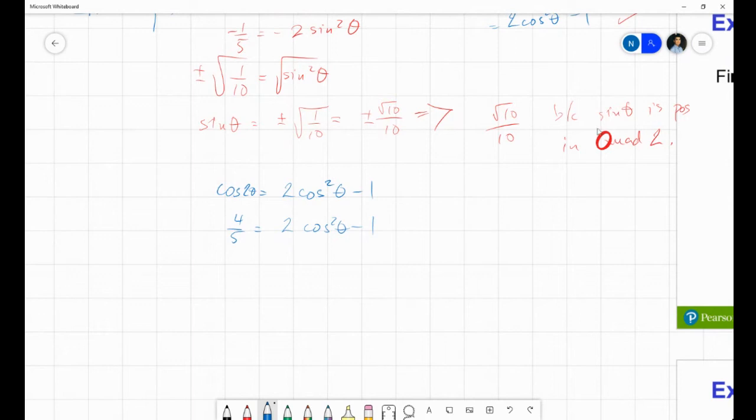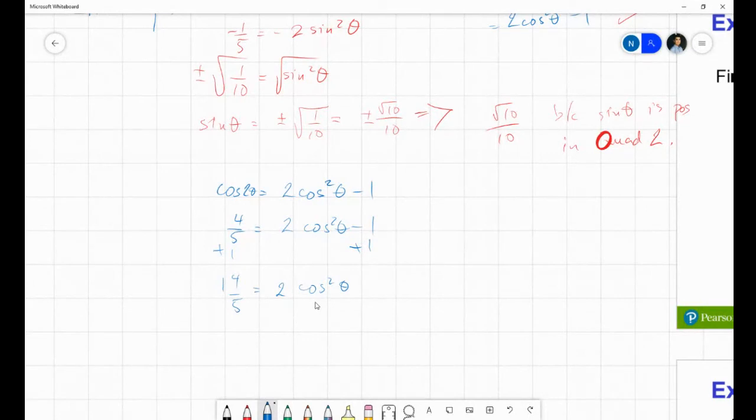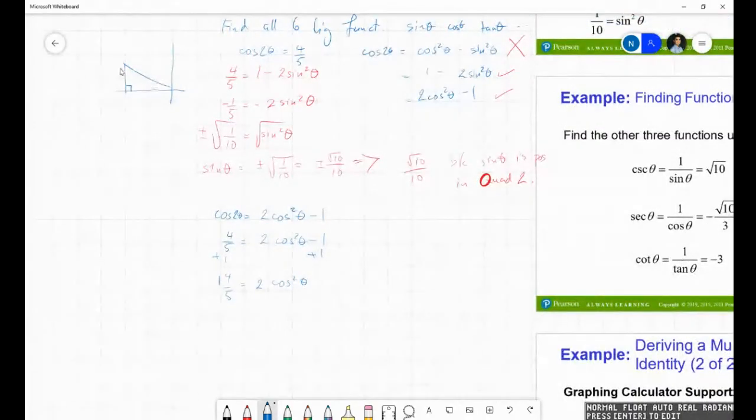Okay, so we're going to solve for it. This time we're going to add 1. So we have 1 4/5 equals 2 cosine square theta. Now, just remember that since I got this over here, I found out that sine theta was square root of 1/10. I can use that fact in order to create this triangle here.